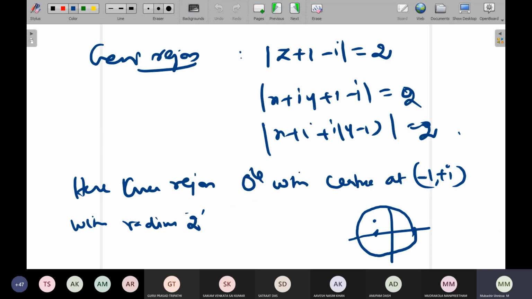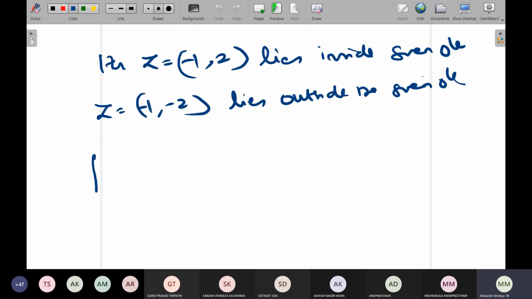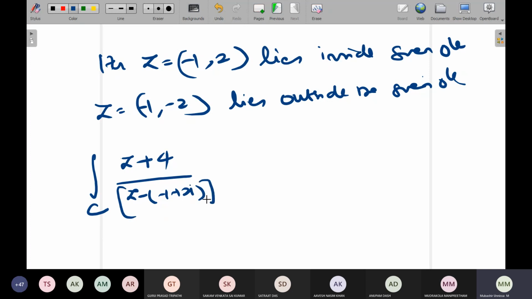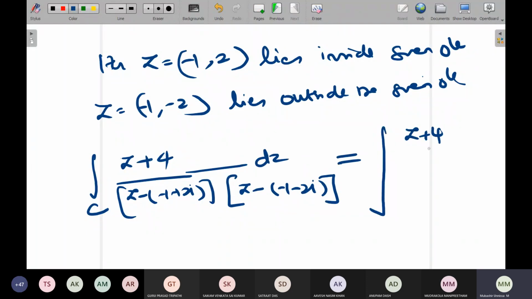So I can rewrite the given function: integral over c of z plus 4 divided by z minus of minus 1 plus 2i into z minus of minus 1 minus 2i into dz. I can rewrite it as integral of z plus 4 divided by z plus 1 plus 2i, taking this point, z plus 1 plus 2i, to the numerator, divided by z minus of minus 1 plus 2i.